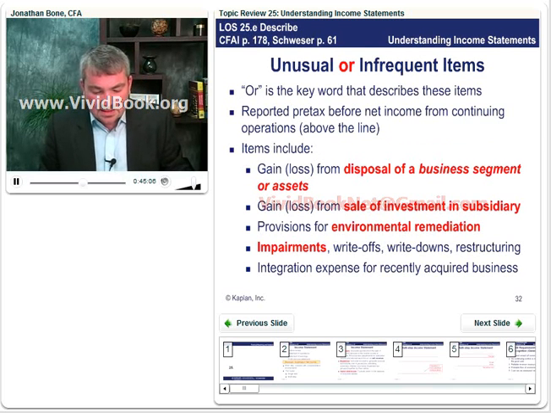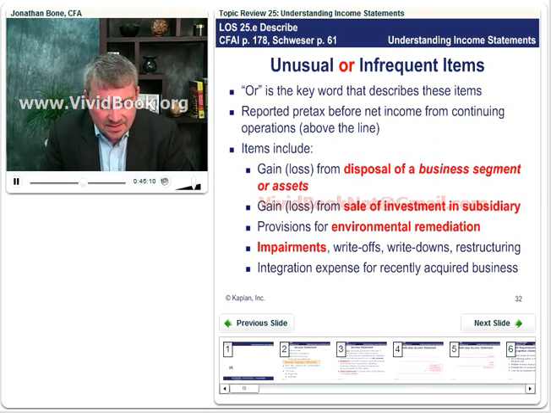Our next LOS asks us to discuss unusual or infrequent items, discontinued operations, extraordinary items, and accounting changes. So let's start off with our unusual or infrequent item. Remember, these are above the line, above the tax line. As a result, they're reported gross, and any tax on these items is included in your provision for income tax.